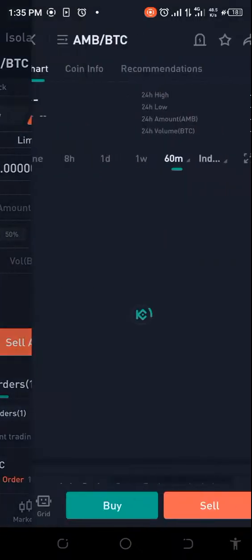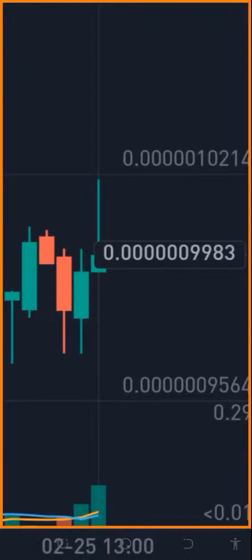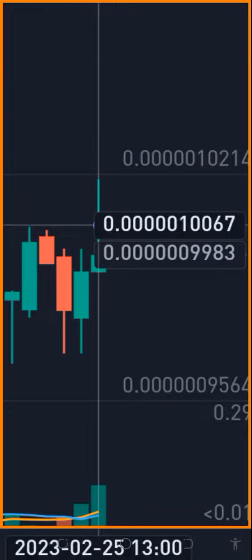Okay, so actually I've placed the order, but I felt I needed to show you the charts so that you could see it very, very clearly. Now, this is actually the 1 hour chart. And as you can see from here, this is the current price, which is 0.000, that's 6 zeros and 9983. Just a little while ago, it had even gone up to 0.000010067. So there's a propensity for this to go higher.